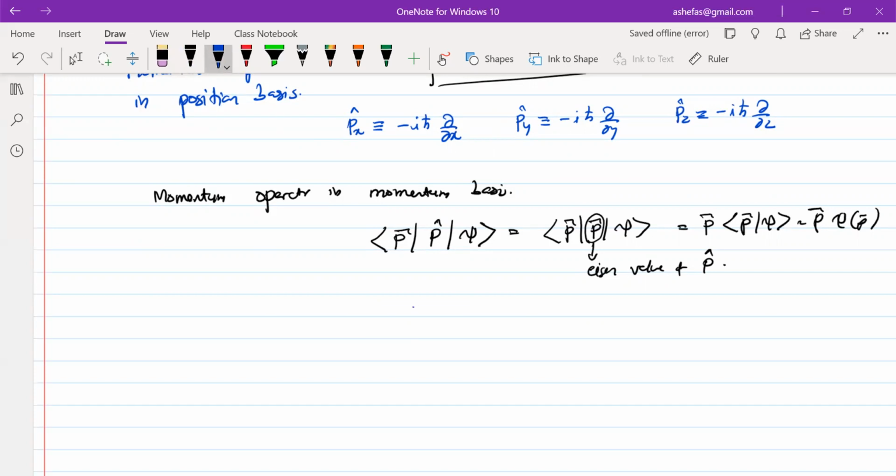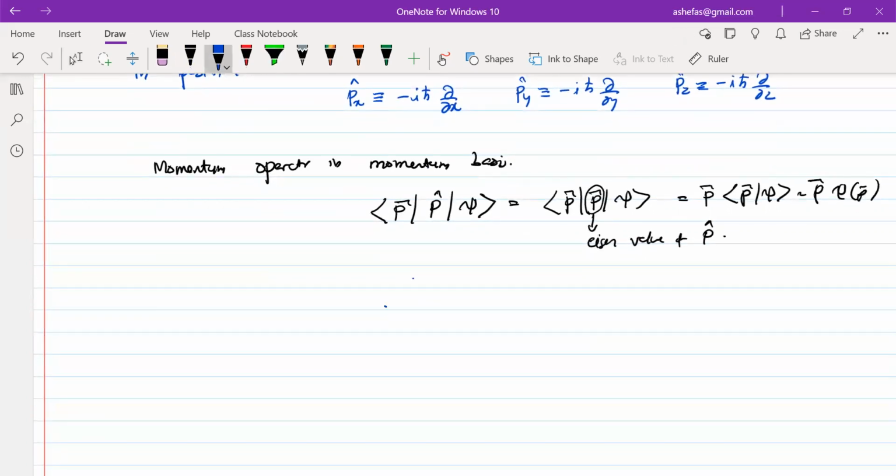Okay, so the final thing is the inner product ⟨p|P|ψ⟩. So what we are doing is finding the projection of the vector P ψ on the momentum basis, that is simply equal to the momentum vector times ψ of p. So this shows that the momentum operator is equivalent to the momentum vector in momentum basis.